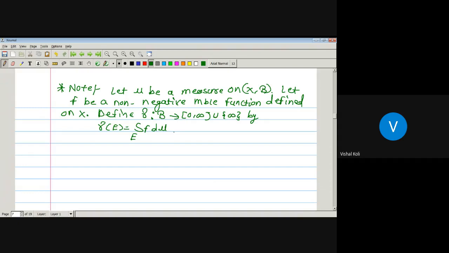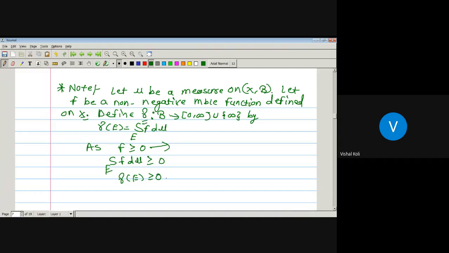Mu is a measure on the measurable space (X, B), f is a non-negative measurable function defined on the universal set X, and gamma is defined from curly B to [0, infinity] by gamma of E equal to the integration over set E of f d mu. As f is non-negative, f is greater or equal to 0, so the integration over set E of f d mu must be greater or equal to 0. But this integration is nothing but gamma of E. Therefore, gamma of E is greater or equal to 0.